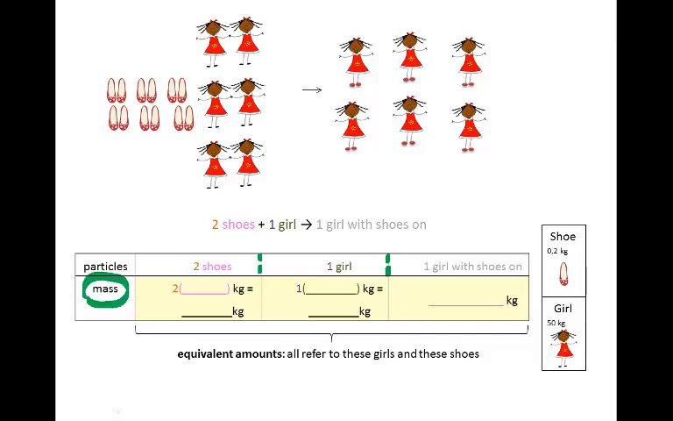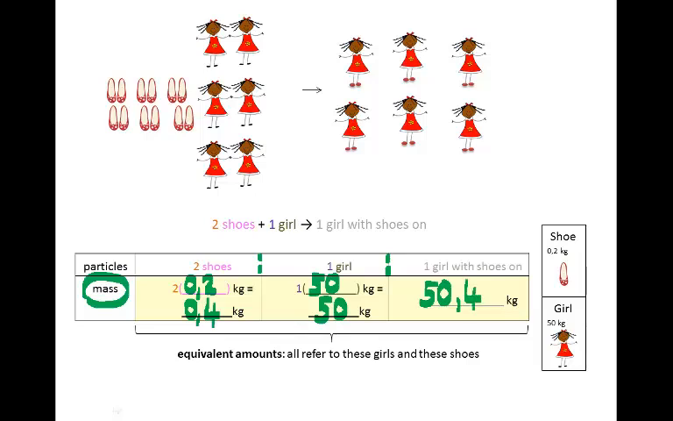So what is the mass of 2 shoes? Each shoe has a mass of 0.2 kilograms. So 2 of them together have a mass of 0.4 kilograms. 1 girl has a mass of 1 times 50 kilograms, which is obviously 50 kilograms. And 1 girl with shoes on has a mass of 50 kilograms for the girl, plus 0.2 for each of the shoes, and there are 2 shoes, so that's 0.4.